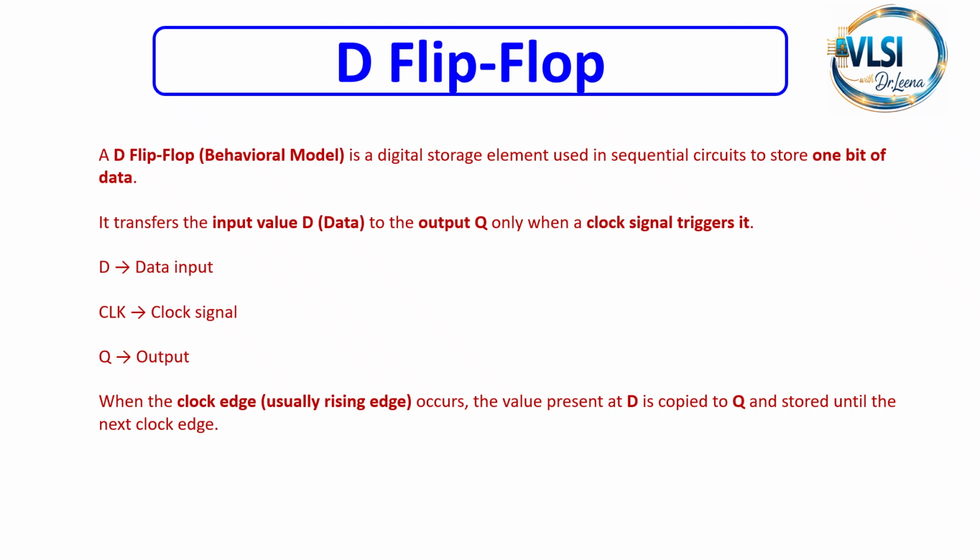Let us understand the signals. D is the data input, CLK is the clock signal, Q is the output. That is, clock is the permission signal, D is the data to be stored, and Q is the stored memory. When the clock edge occurs, the value present at D is copied to Q and it is stored until the next clock edge occurs.